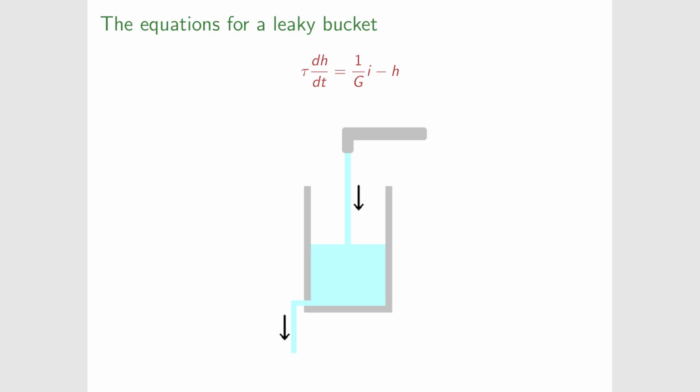So there we saw that tau times the rate of change of h is equal to I, the input, divided by g, minus h, where h is the height of the water. And the reason we studied that equation was that it turns out to be similar to the leaky integrator and fire model we use as a simple model of spiking neurons.